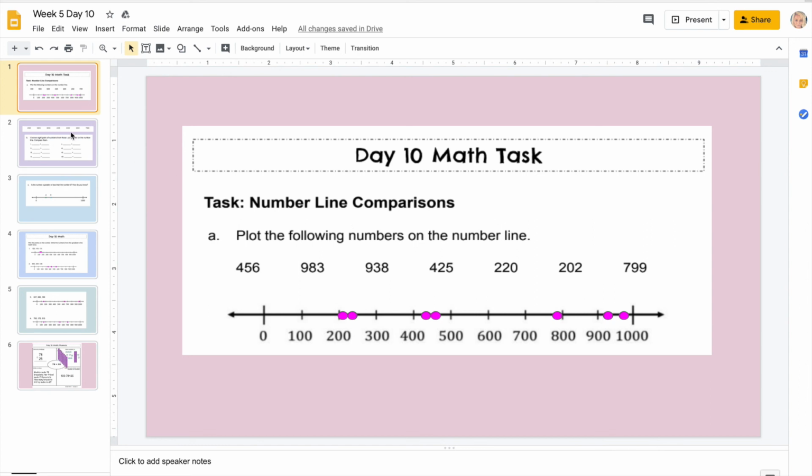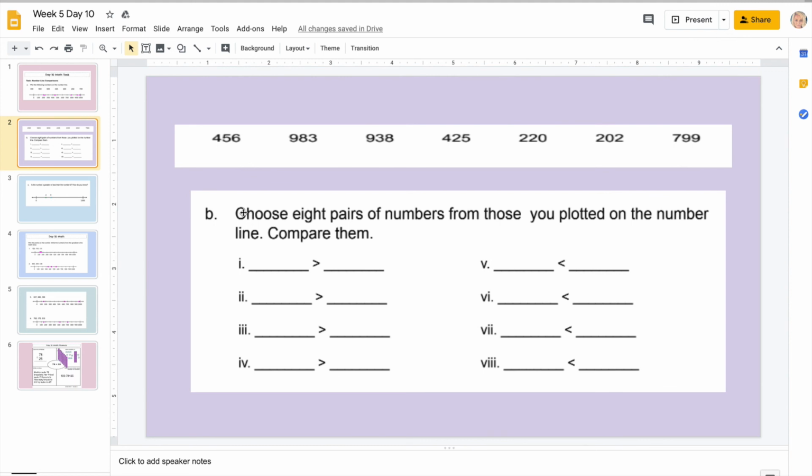So let's go ahead and move on to B now. We're going to use the same numbers that were plotted in the last slide, and we need to choose 8 pairs of numbers from those you plotted on the number line, and we're going to compare them. As you can see here, we have the less than and greater than symbols. So we need to compare numbers to make these true.